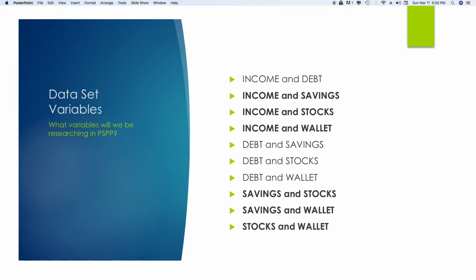So the dataset variables: what variables will we be researching in PSPP for this presentation? On the right, we have 10 sets of combinations of outcomes. We are conducting the analyses between these 10 combinations of variables, and per the instructions on the assignment, we should find 6 significant correlations, which is what I have highlighted or bolded: between income and savings, income and stocks, income and wallet, savings and stocks, savings and wallet, and stocks and wallet. We will go into more detail on subsequent slides.